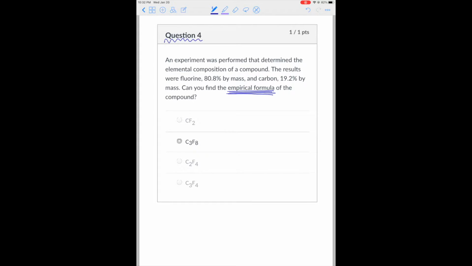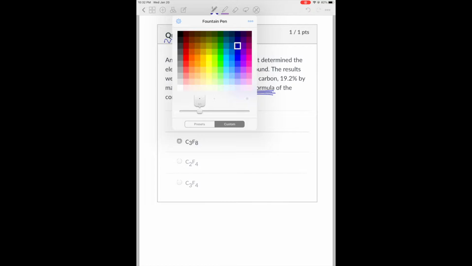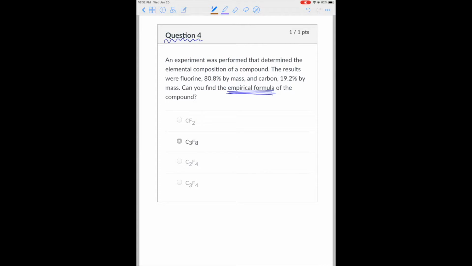All right, so here's our question. An experiment was performed that determined the elemental composition of a compound. The results were fluorine 80.8% by mass and carbon 19.2% by mass. Can you find the empirical formula of this compound? Here we have a few options: CF2, C3F8, C2F4, and C3F4.